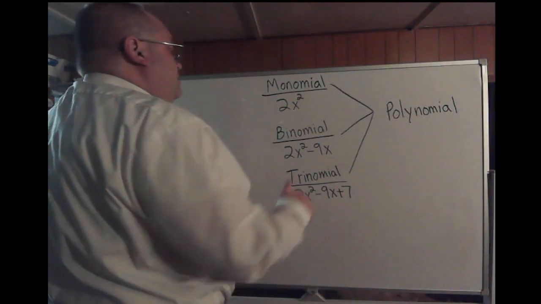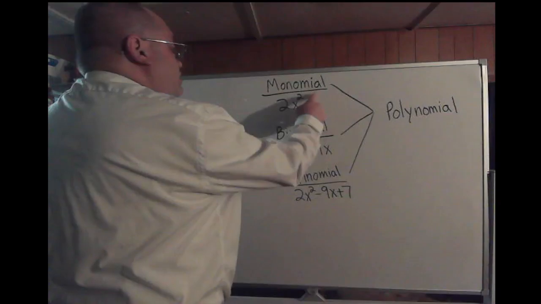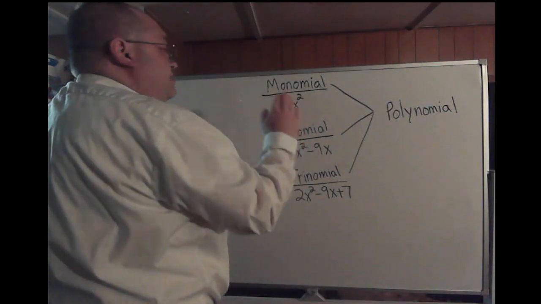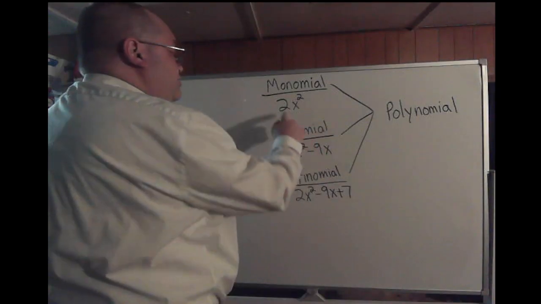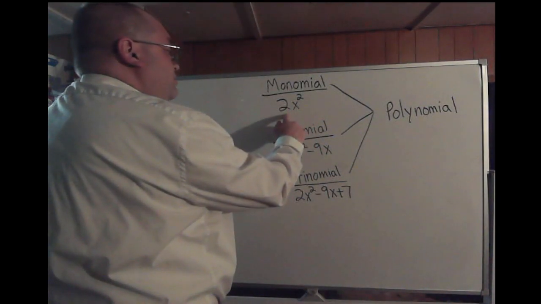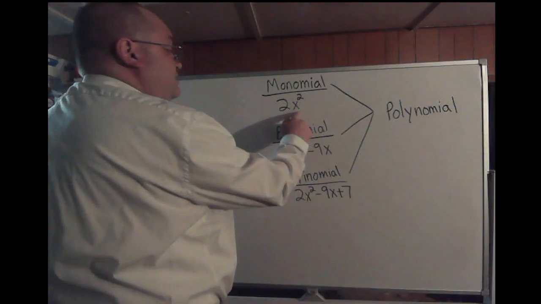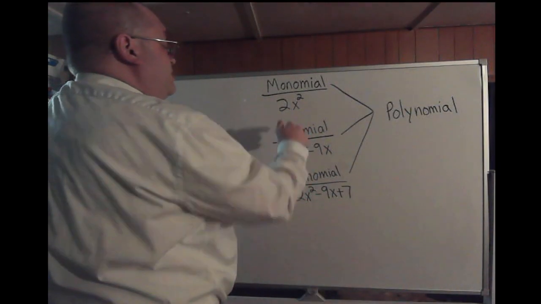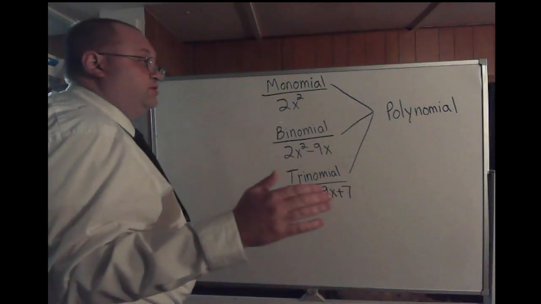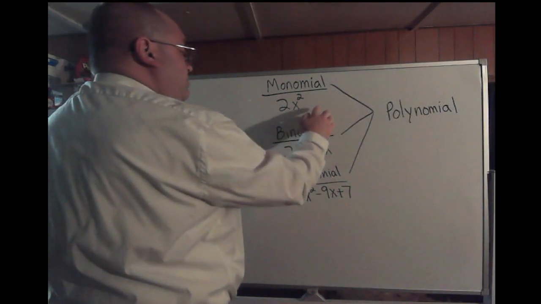So here we have what's called a monomial. If it's just got one term, and it could be a constant. If I just had the 2 without the x squared, that would be a monomial. If I just had the x squared without the 2, that'd be a monomial. Or if I multiply them together, got 2x squared, that's a monomial. It's just got one term.